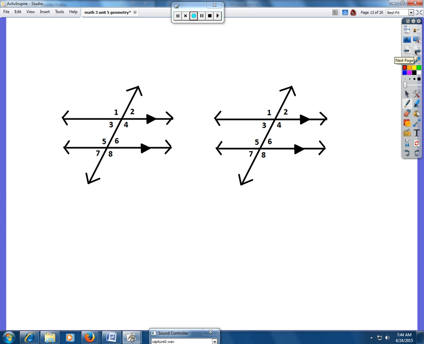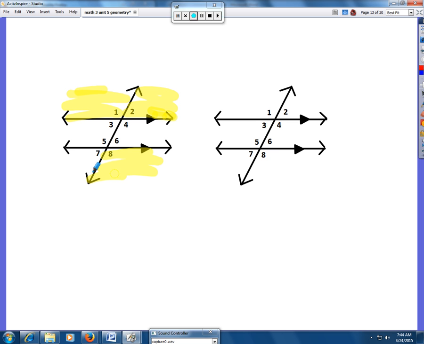The first type of angle I'm going to look at is on the outside. I'm going to use my highlighter here. On the outside of the parallel lines. So I've got angles here. All outside my parallel lines. The inside would be in here. We're not talking about that yet. We're going to do the outside part.